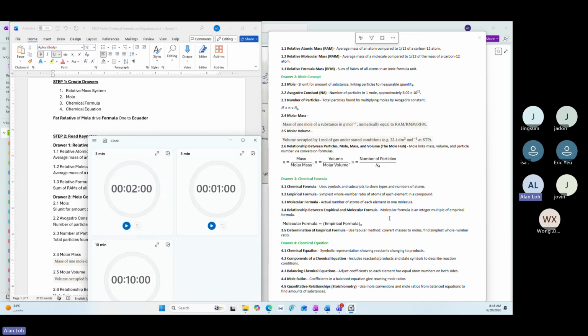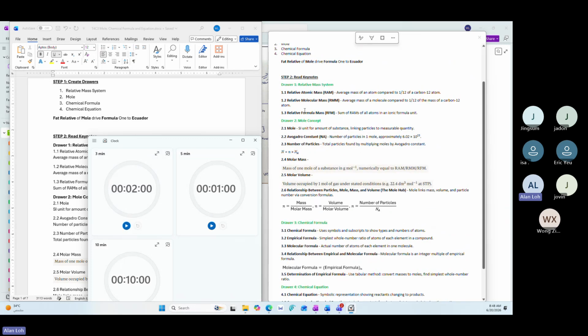Okay, right. Now let me just give you a quick brief. What is this? Drawer number one is the relative mass system. It is a system to calculate the weight of the atom or molecule. How do you know your weight, whether it's 40 kg or 50 kg or 30 kg? You go to a weighing machine. Even if you want to weigh a handphone, you have to change to another type of weighing machine that is more sensitive, because if you put a handphone on the normal weighing machine, you will not see the right weight.